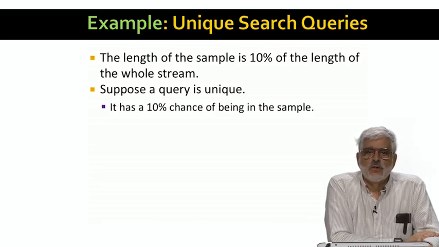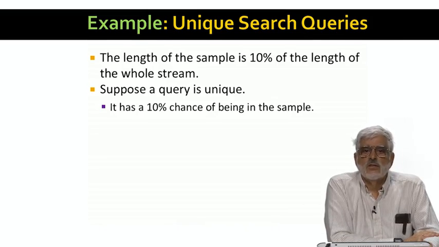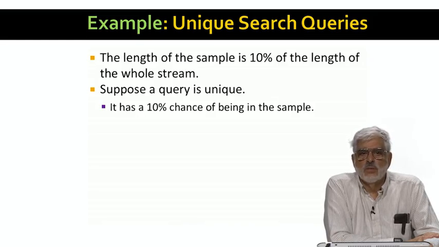First, suppose the query is unique in the stream as a whole. It has a 1/10 chance of being selected for the sample. That's fine. It says that the fraction of truly unique queries that make it into the sample is the same as for the whole stream. If we could only count the truly unique queries in the sample, we would get the right answer.